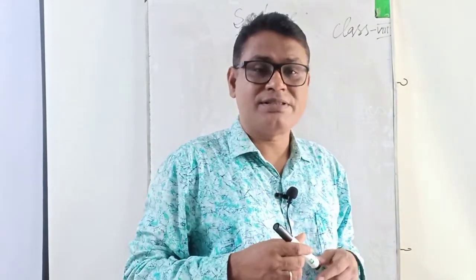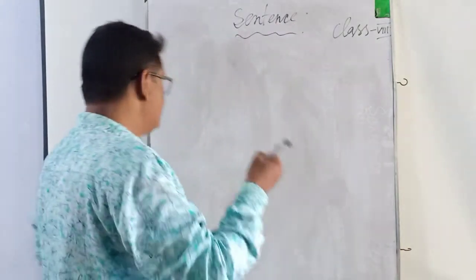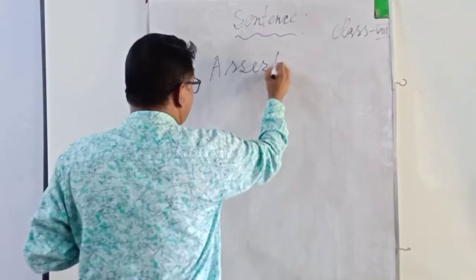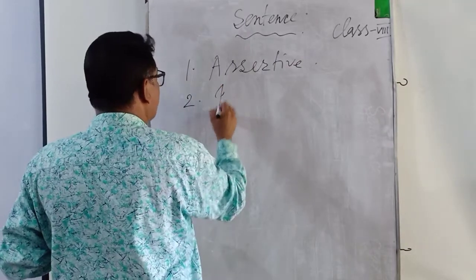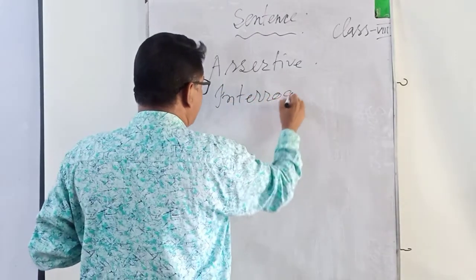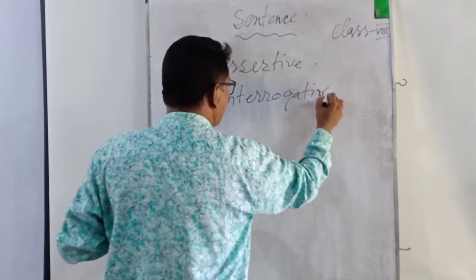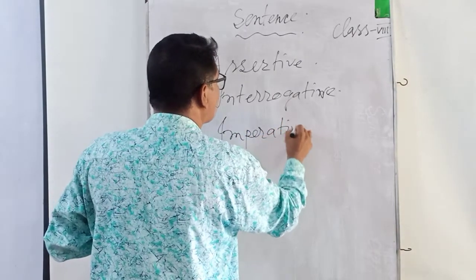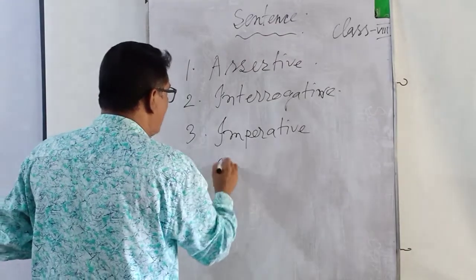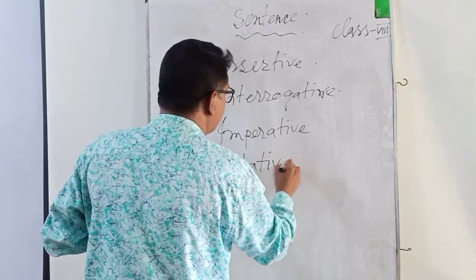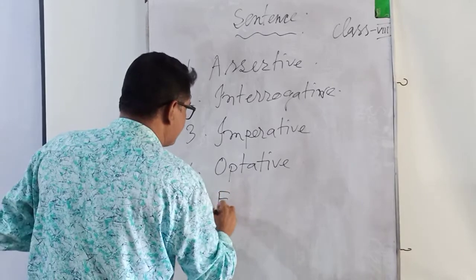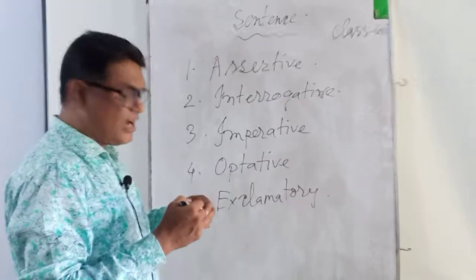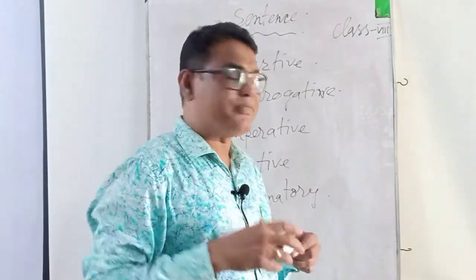What are these kinds? Suppose we know these are assertive, interrogative, imperative, optative, and exclamatory. These are the 5 types of sentences.